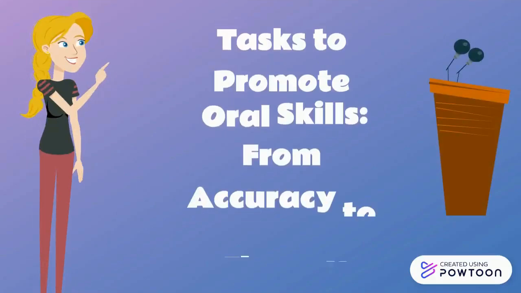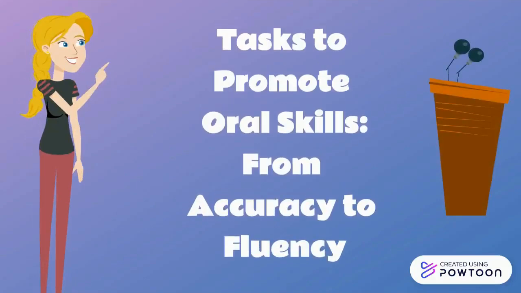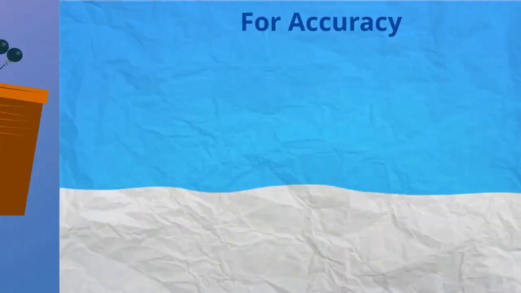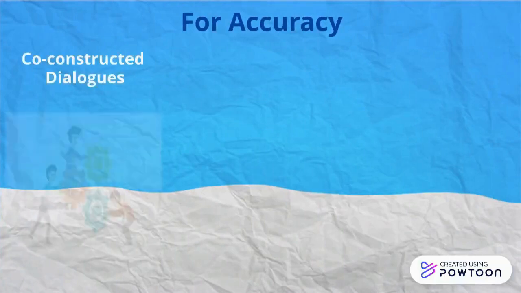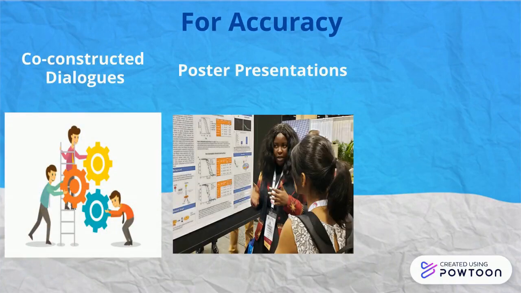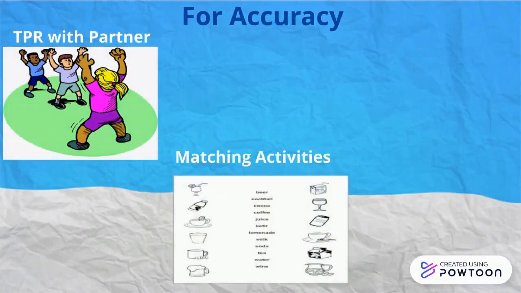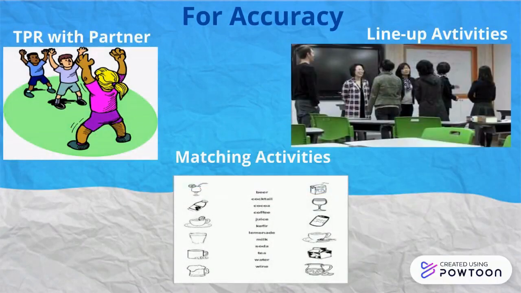Moving on to speaking activities, it's essential to distinguish between activities that promote accuracy and those that enhance fluency. For accuracy, which is the foundation for effective communication, you can use activities like co-constructed dialogues, poster presentations, interview groups, TPR with partner, matching activities, and lineup activities.